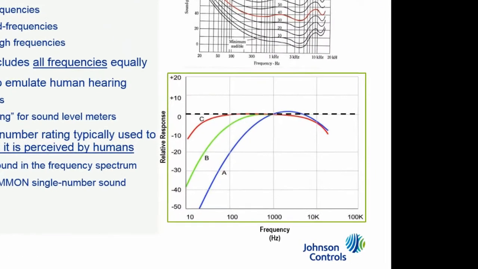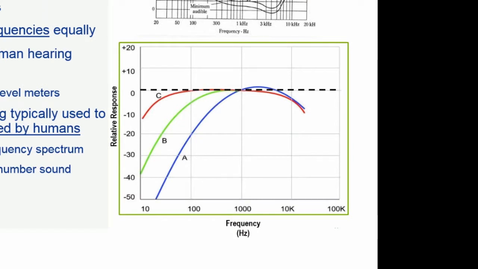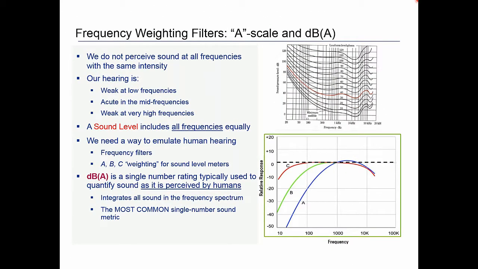And for that reason, we have these filters called A, B, and C. By far the most common one is the A weighting filter, and dBA is the single number rating most typically used to quantify sound as it's perceived by humans. It integrates all the sound that's in the frequency spectrum, and then it becomes a very common single number sound metric. So most installations would probably give you a metric that we want the sound to be below this many dB. What they really mean is dBA. And that's all the sound blended together, all the energy added up into a single number.